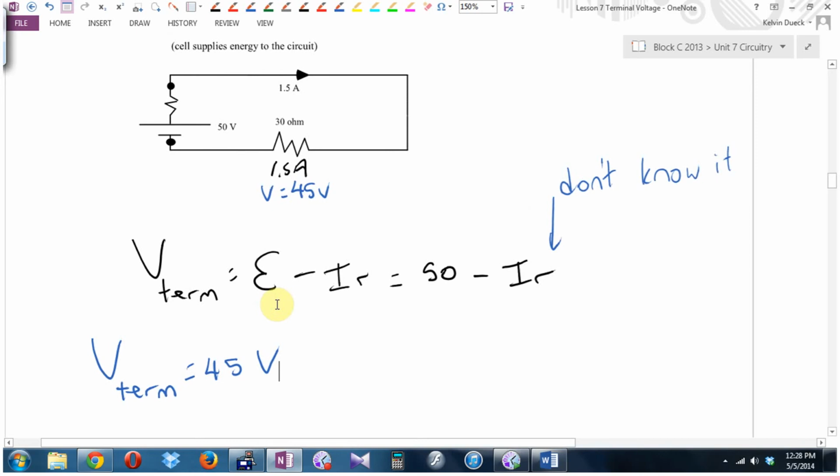If they had something like this, if they had 145 volts and they had another one here of 3 volts, well, then the terminal voltage would be 48 volts. Okay?